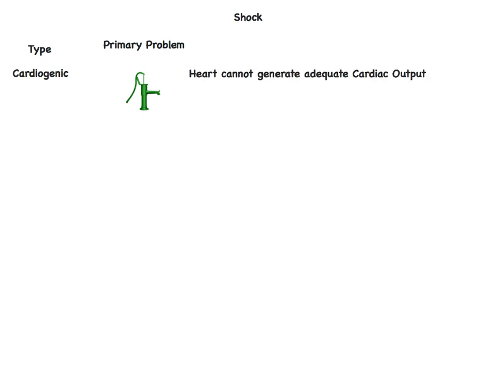Let's start with cardiogenic shock. A common scenario is a patient who presents with a massive myocardial infarction of the LAD. Cardiogenic shock is primarily a pump problem. Here we have the inability to generate an adequate cardiac output. The main problem here is the contractility or stroke volume.